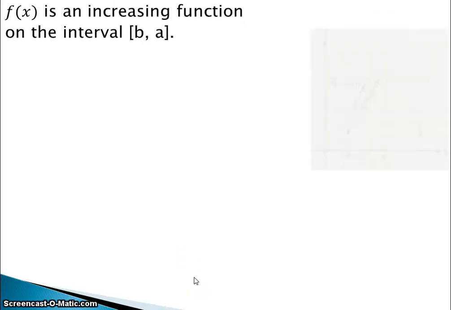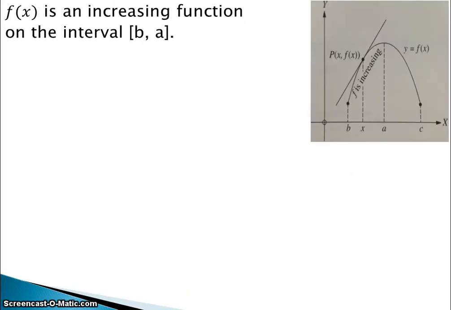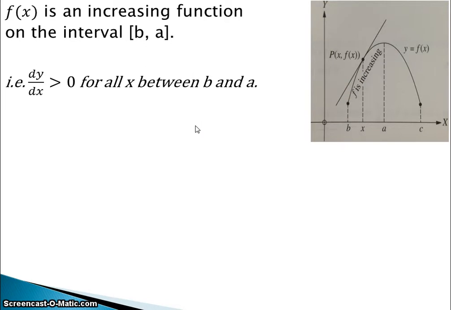the function is stationary. Now let us quickly consider this function y is equal to f of x and point P. Between the interval b and a, if I take the tangent at any point between b and a, it will give me a positive gradient. Hence, to determine an interval where the function is increasing, all we have to do is basically find the first derivative and equate it to greater than 0 and solve for x.